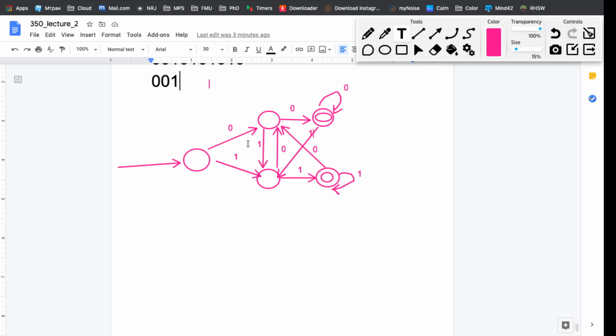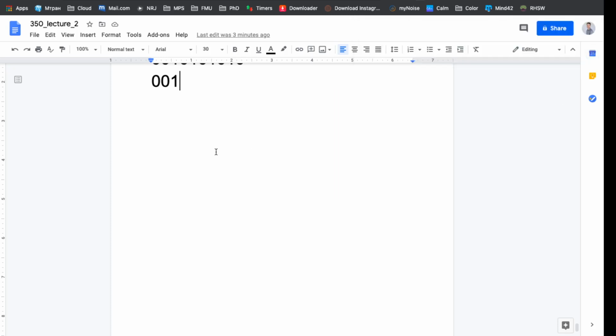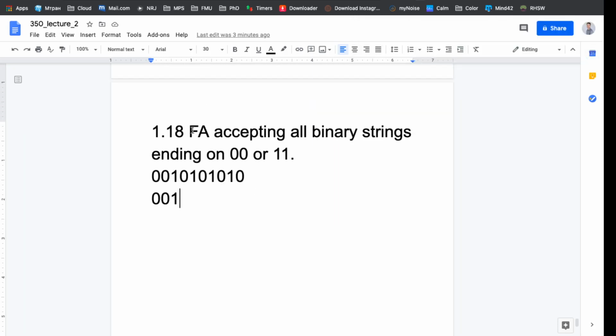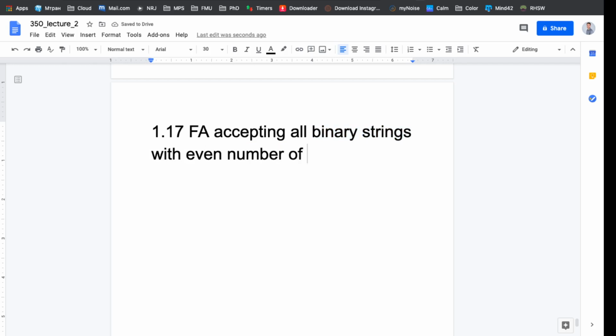Okay. One last thing. For the homework, you guys are going to solve problem 117. It says you need to construct an FA accepting all binary strings with an even number of zeros, and the number of ones should be a multiple of 3, right? So basically 0, 3, 6, 9, 12, and so on.